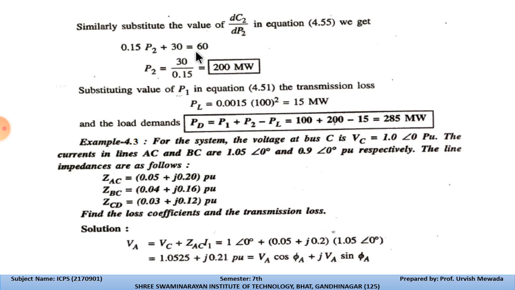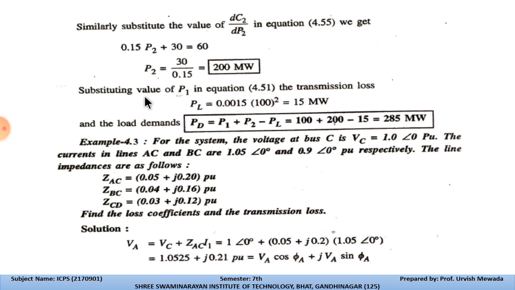So by substituting the value of dC2 and dP2 in equation 4.55, we get the equation that we have already, that is 0.15 P2 plus 30 is equal to 60. Over here we are finding P2, P2 is 30 by 0.15, so that is 200 megawatt.